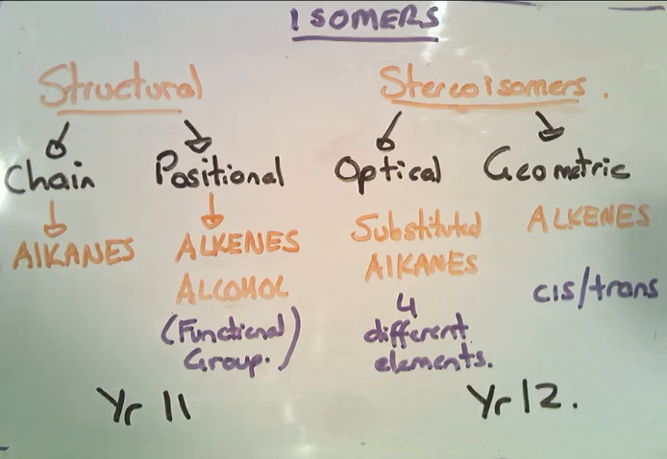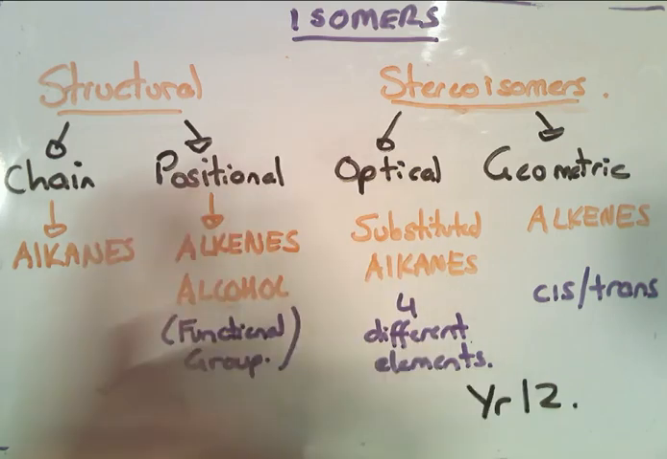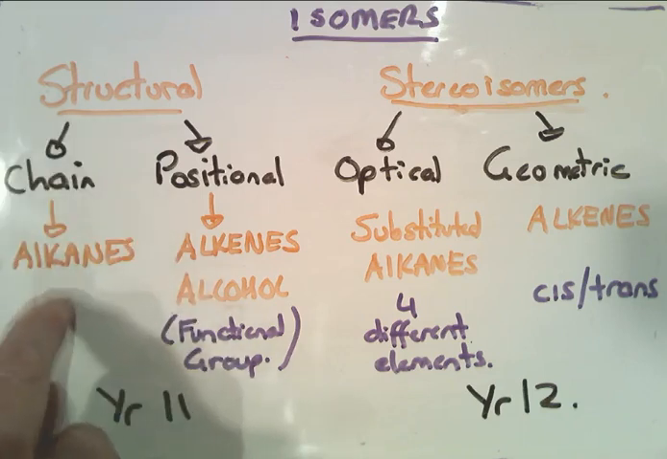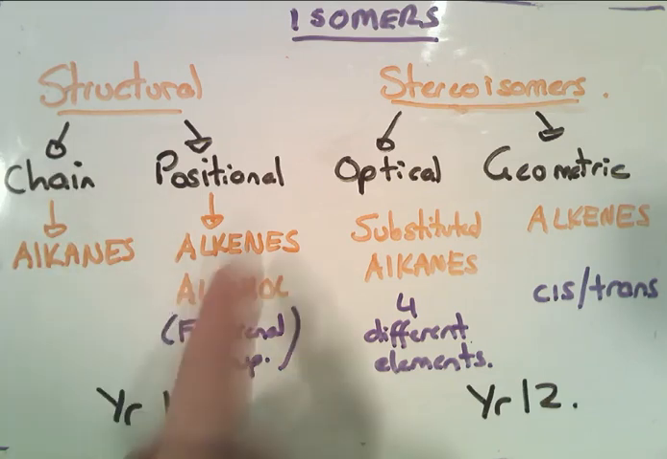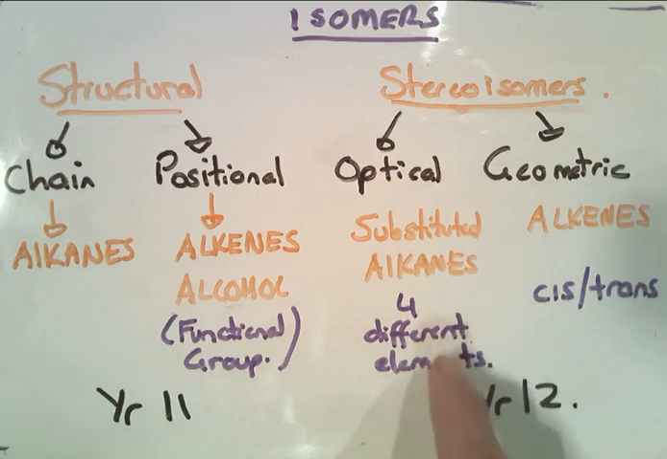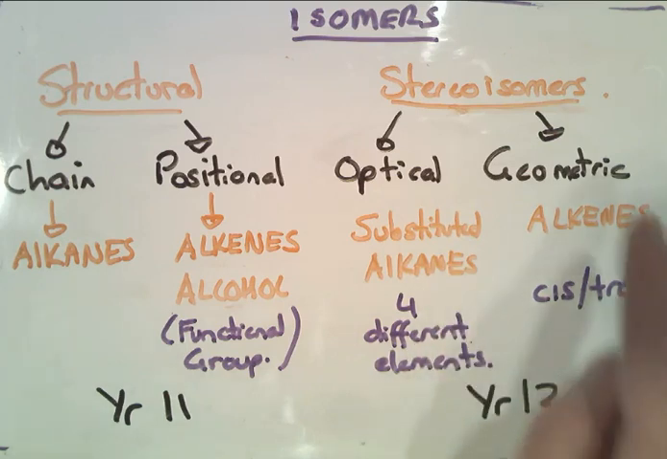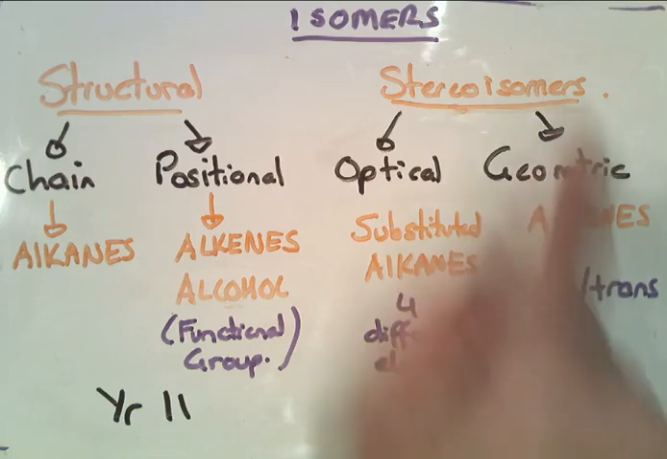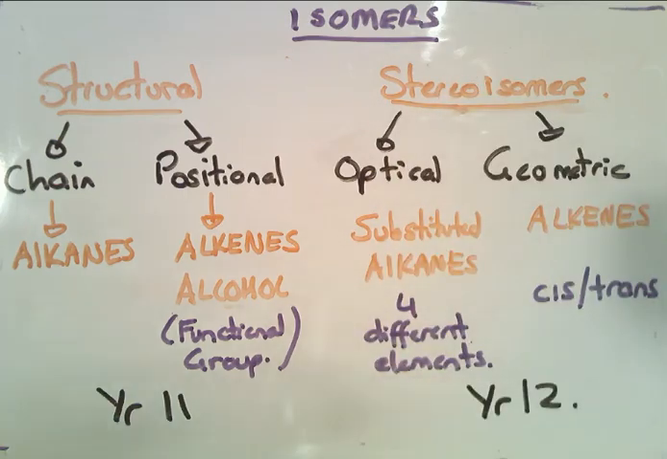There are 4 different sorts of isomers, different ways you can arrange atoms. This video is only looking at the chain isomers with alkanes at the moment. For Year 11 we have to do positional isomers with alkenes. I'll do another video on these. And for Year 12 we have to look again at alkanes, but substituted alkanes, and alkenes again. These are stereoisomers, and we do them in Year 12.